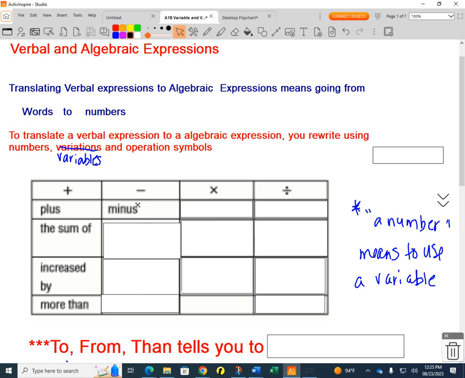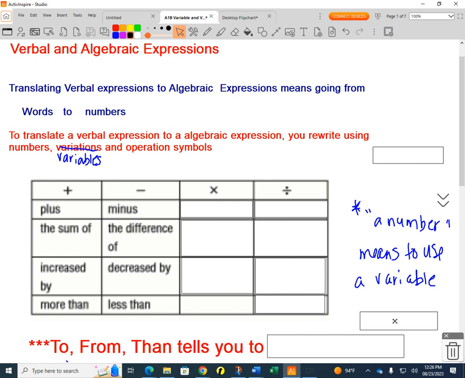So let's go ahead, the difference of. So all 4 operations have a word that represents what you get when you add, you get a sum. What you get when you subtract is a difference. What you get when you multiply is a product. What you get when you divide is a quotient. Well, that should all sound familiar. So let's go ahead and fill in the difference of, decreased by, and less than.